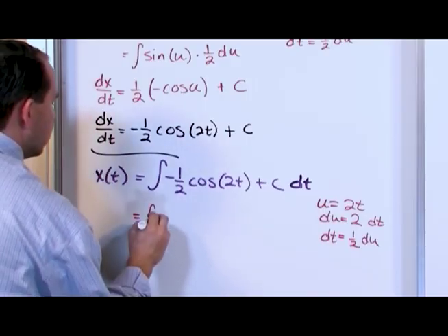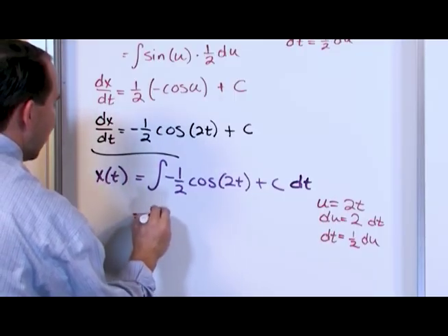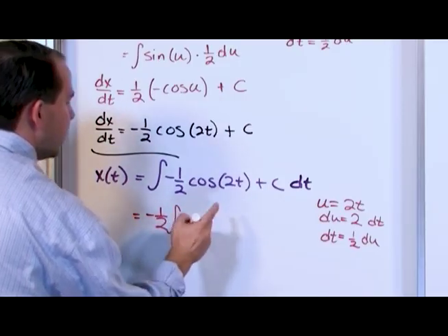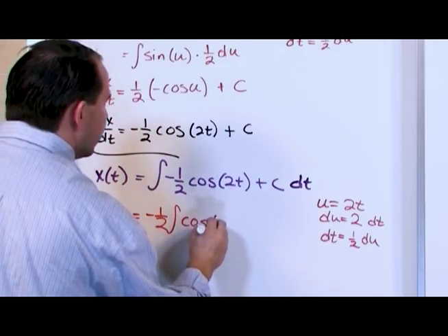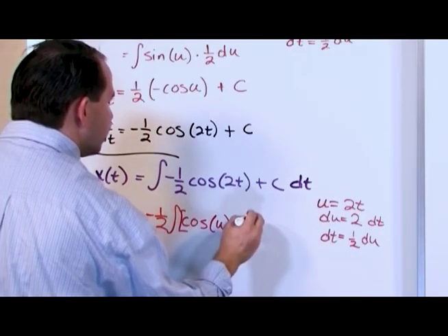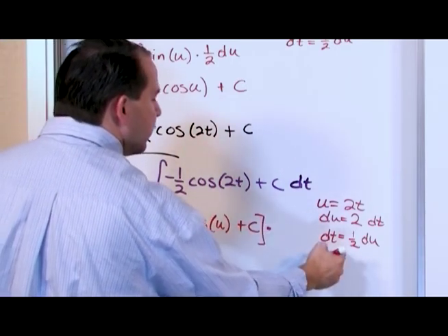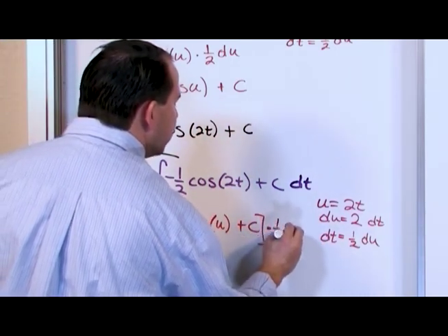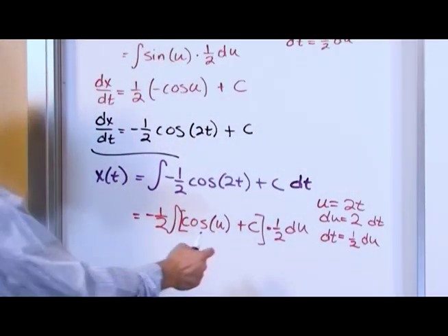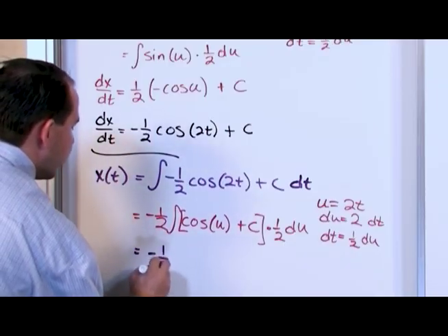So I'm going to have the integral, actually, just to make it a little bit easier, I can pull the negative 1/2 out if I want, like this. Integral cosine of u, so I'm going to put u here, plus a constant. Don't forget the constant of integration. Okay, this is what I'm integrating. But dt is equal to what I found it to be here, 1/2 du. So, simple integral. I'm going to pull this 1/2 over here, which is going to make negative 1/4.